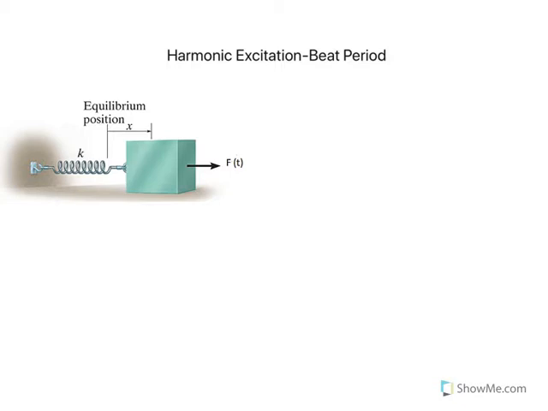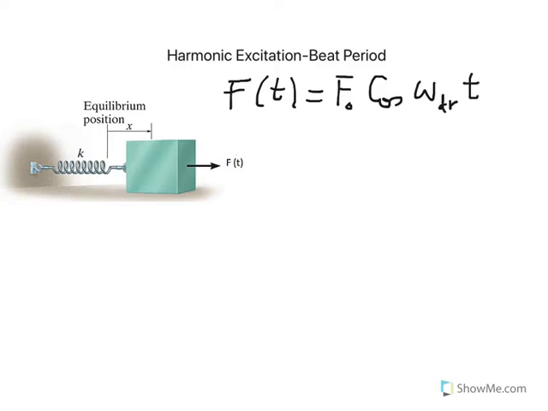So this force, f of t, has some amplitude f0, and it's harmonic. So let's say we have a cosine wave, cosine omega dr. Here omega dr is the driving frequency or the input frequency.